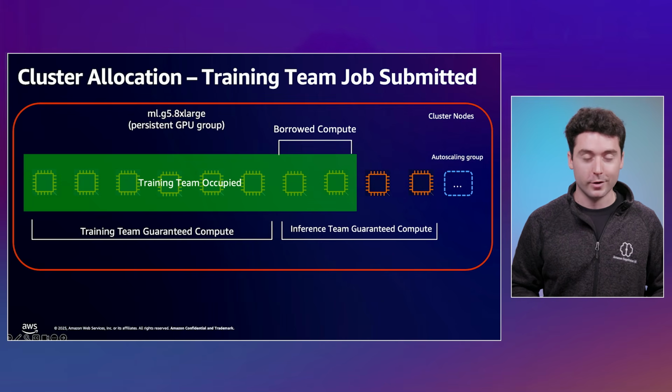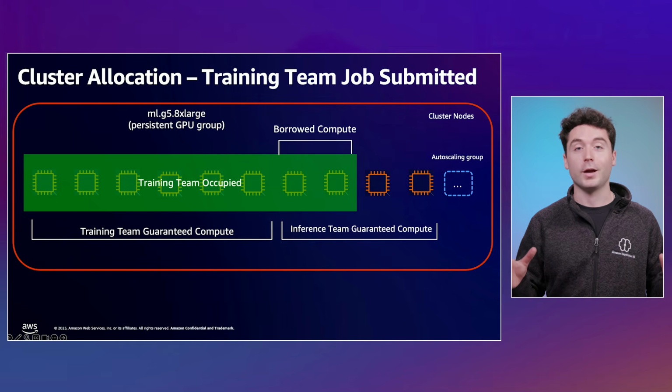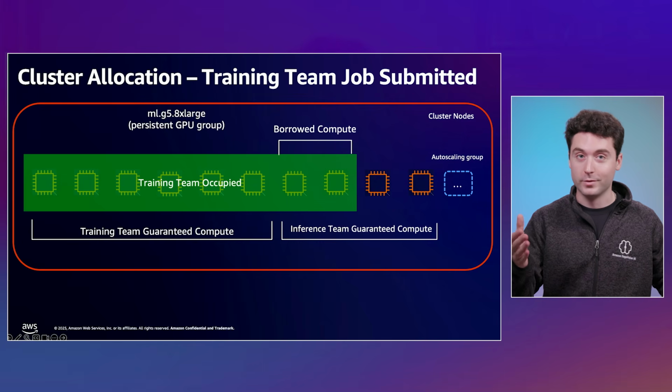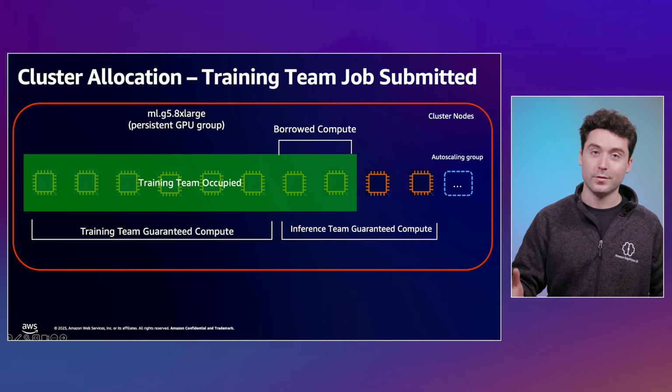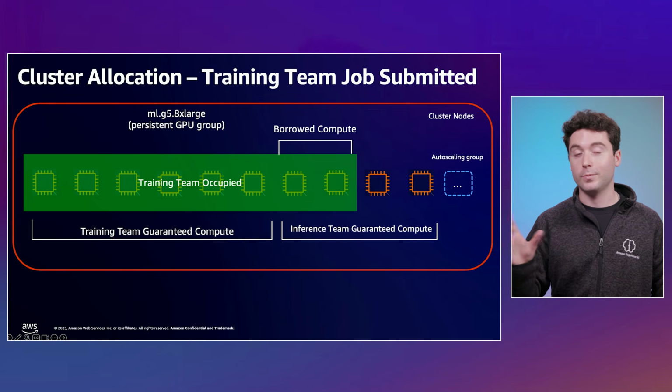So now, if we look at our cluster from a high level again, we have our training team occupying 8 GPU nodes. We see here that the training team was only allocated 6, but since there were 4 idle GPUs from the inference team, it was allowed to take 2 of them. They're idle, they're not being used, so the training team is borrowing them for right now.